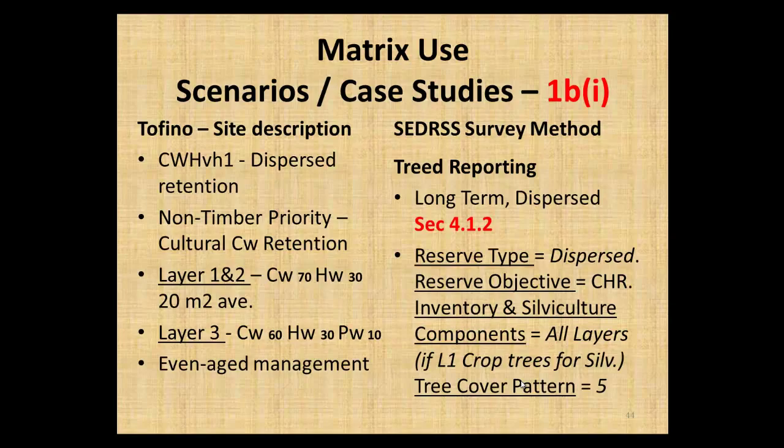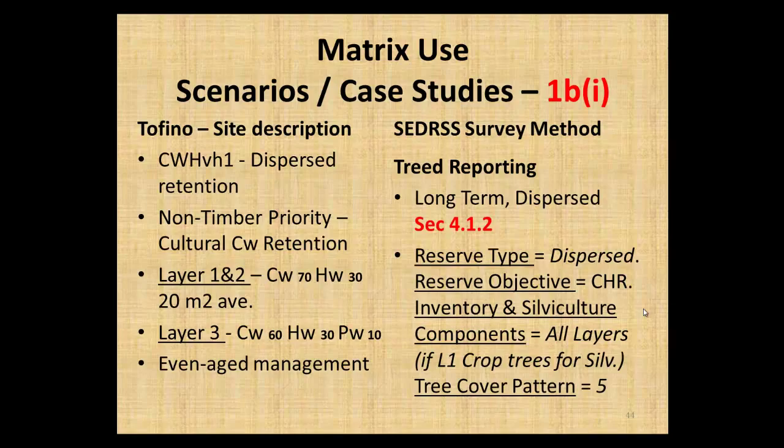I think that it may be some higher level plan saying that you have to retain so many within a certain landscape unit, and this one would contribute to that. So kind of making it up a little bit, but then paraphrasing within that work zone to make it work for my example here for this scenario. So reserve type is dispersed, reserve objective is cultural heritage, it's a long-term. Inventory and silviculture components are reported for all layers. Only the layer 1 will be in the silviculture label if they contribute to stocking.